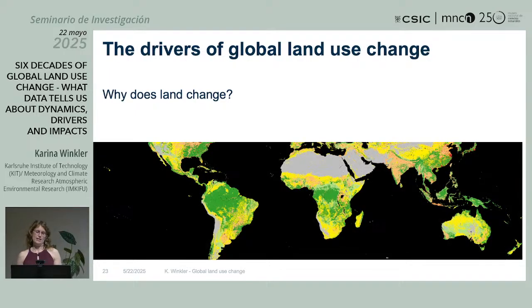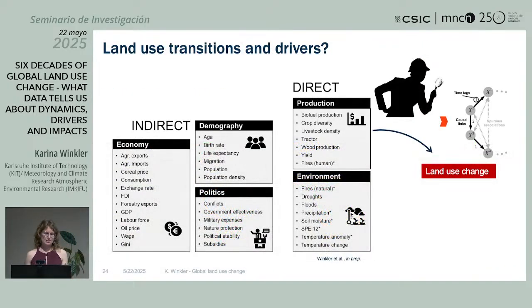Coming to the drivers of land use change. Why does land change, and what are the driving factors? Can we quantify, can we identify those? And for this, we started with a study of collecting a lot of socio-economic, but also environmental indicators that are either indirect or direct drivers of land use change. And this is a long list, around 40 indicators, but they can be grouped into the economic perspective, the demographic perspective, and also politics and institutional effects.